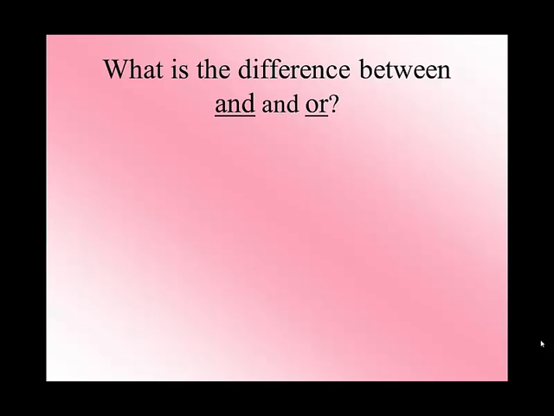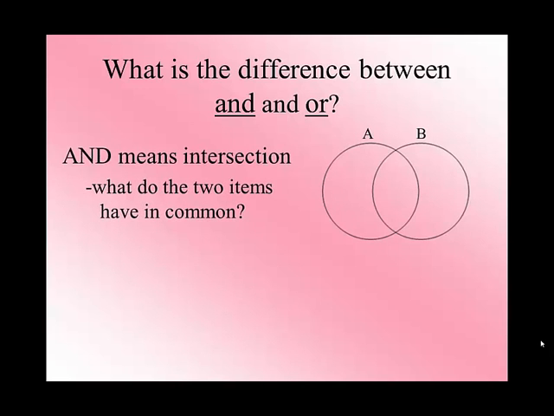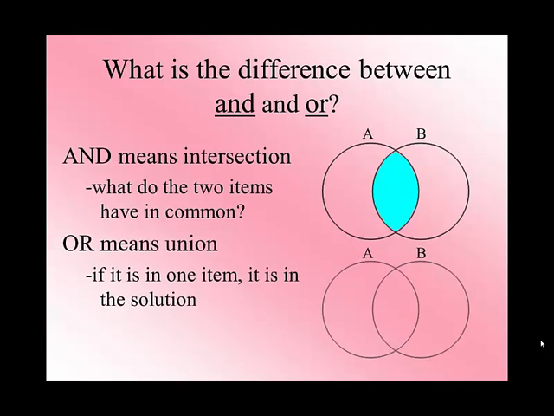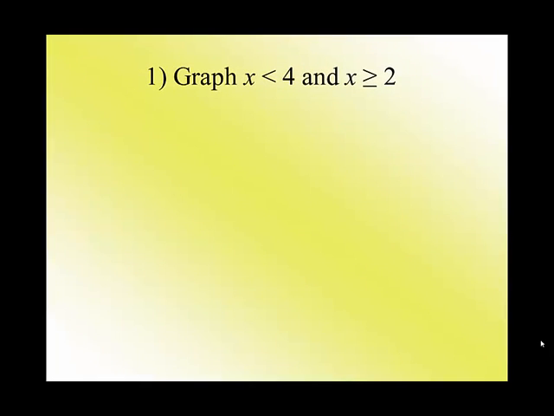First, let's talk about the difference between and or. If we're looking at a Venn diagram, when you see the word and, it talks about what the two things have in common. So it's that intersection where both A and B are satisfied. With the or inequalities, it refers to anything that is in one or the other system. So in the case of a Venn diagram, it's everything that would occur. Let's see what that looks like in terms of inequalities.